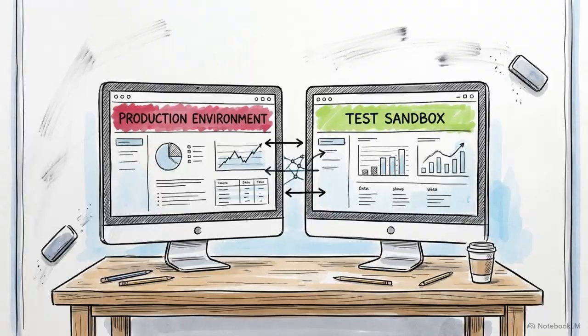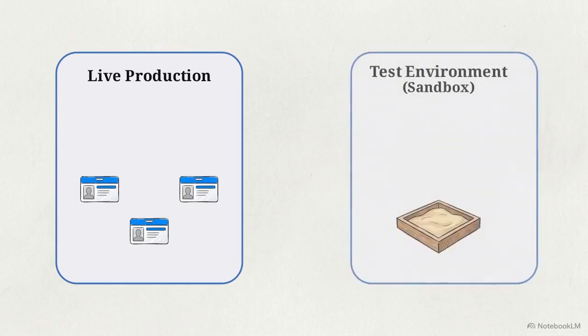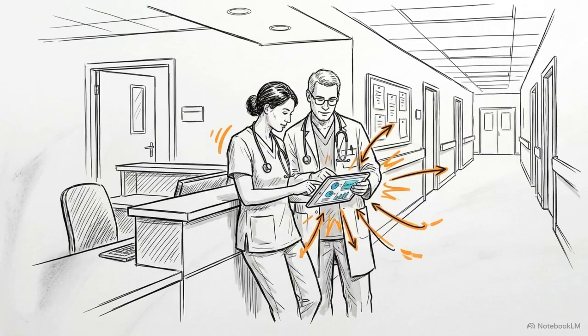To maintain stability during future upgrades, information technology departments utilize environment isolation. The live production environment contains active patient data. The test environment, or sandbox, is an exact duplicate where changes can be made safely. Protocols require every software update be validated in the sandbox before deployment to the live production system. A successful system implementation is an ongoing orchestration of data integrity, human adaptation, and continuous verification.